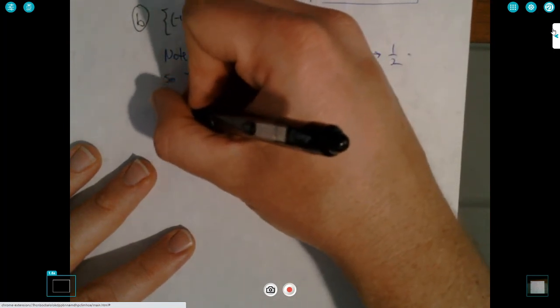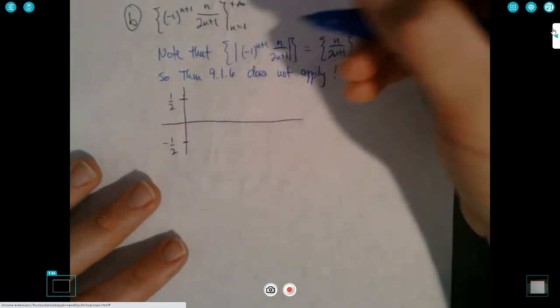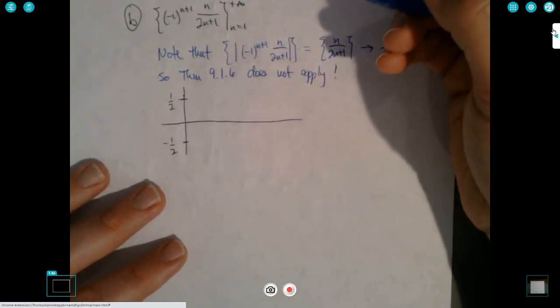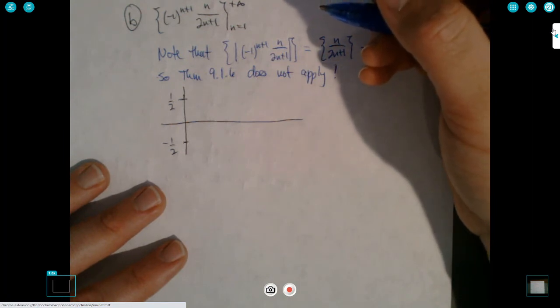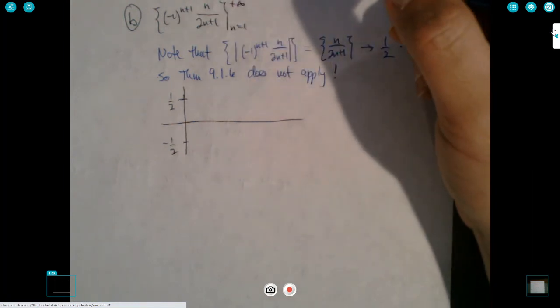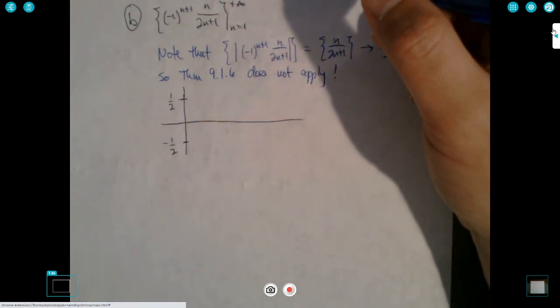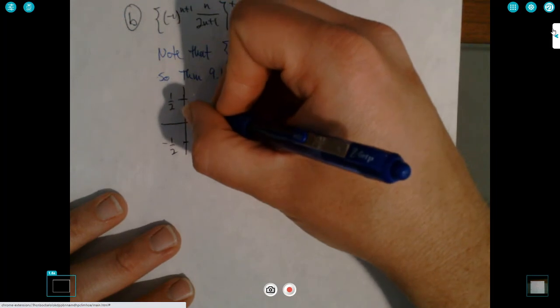Thinking about the graph, you can imagine a situation where maybe you've got a positive 1/2 here and a negative 1/2 there, and the terms of your sequence... goodness, what would this look like? If you plug in 1, you get 1/3. If you plug in 2, you get 2/5, which is closer to 1/2. So yeah, it's looking kind of like this, I think.